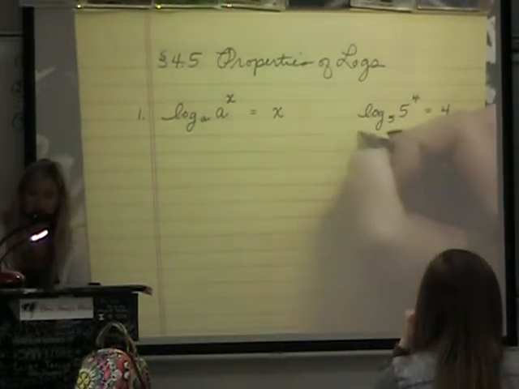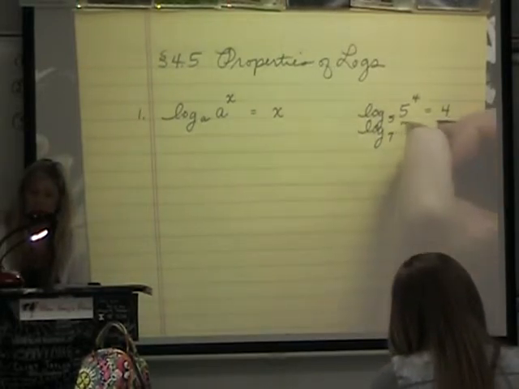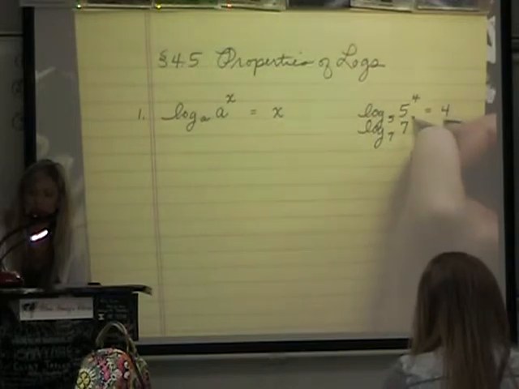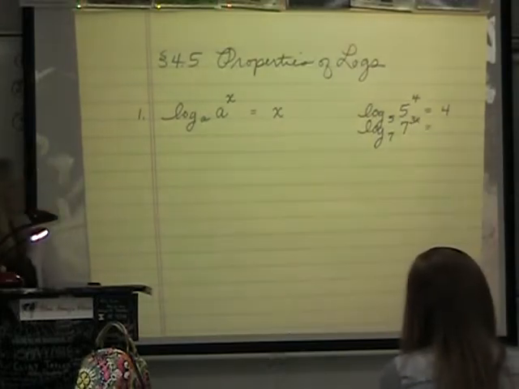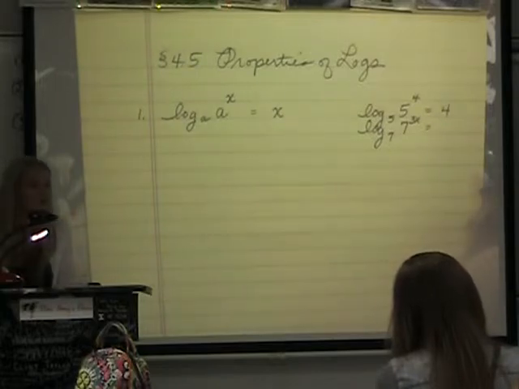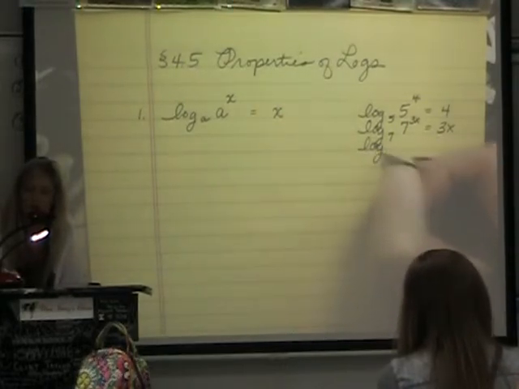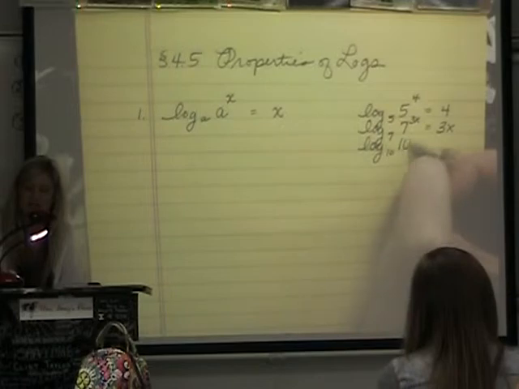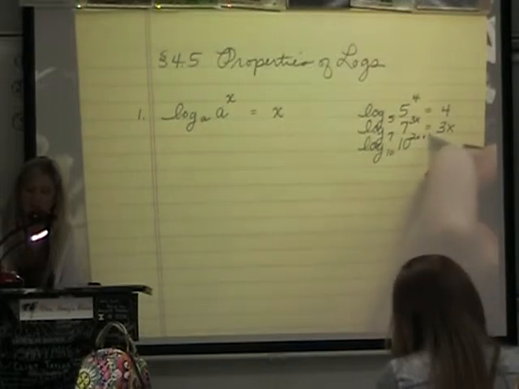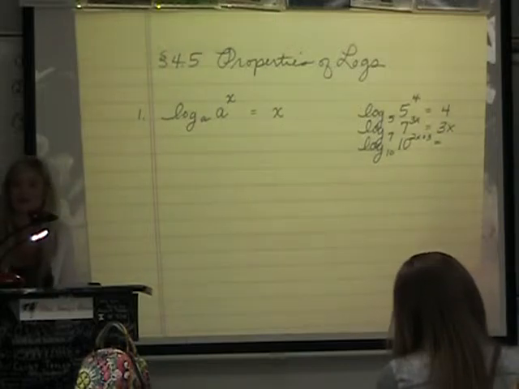If I give you something like log base 7 of 7 to the 3x power, this property says that is equivalent to what? Just 3x. Good. If I give you log base 10 of 10 to the 2x plus 3, this property says that is equivalent to what? 2x plus 3. Great.